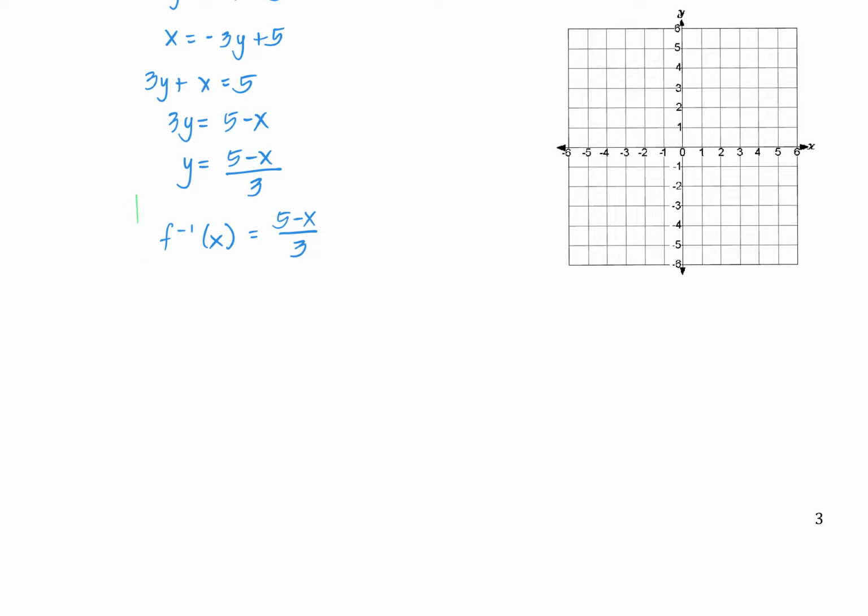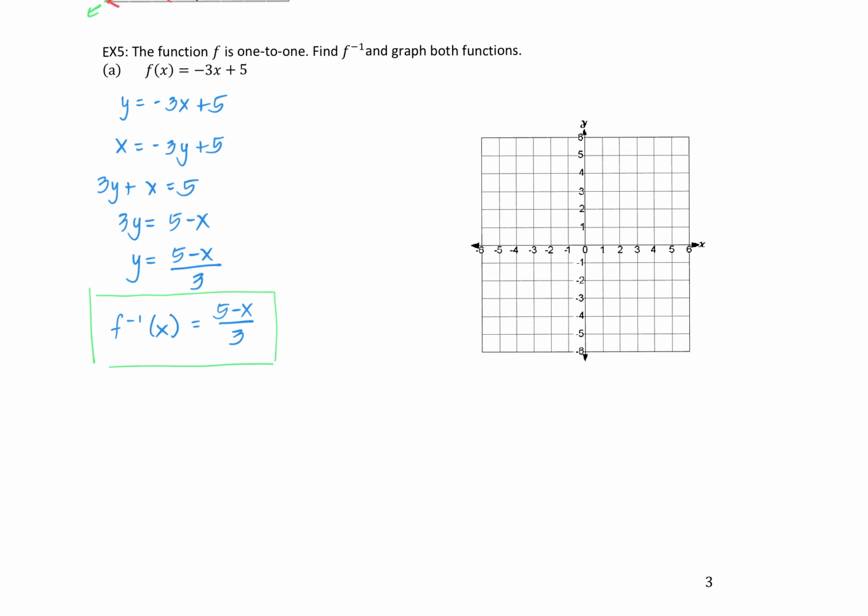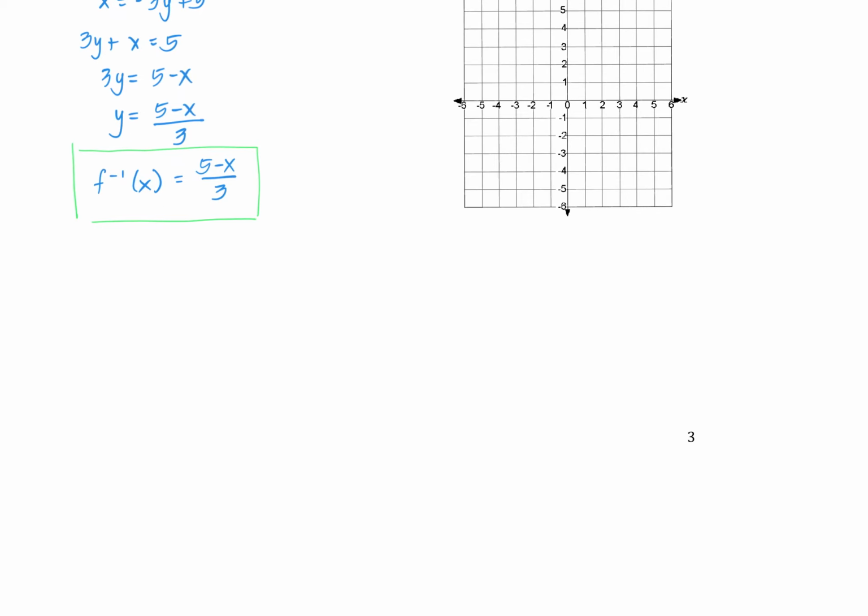So we have found our inverse function, and we want to graph both on this given graph here. Well, remember, I only have to graph one and then flip the points, and I'll get the graph of the other. So why don't I just go ahead and graph f? Maybe I'll put some points down here. I'm going to put f in red.